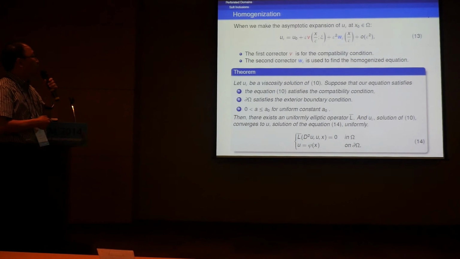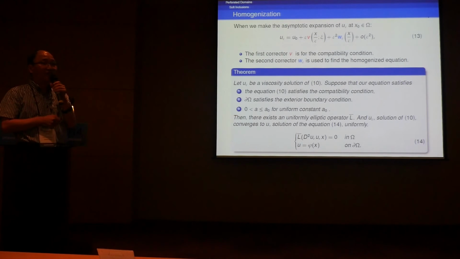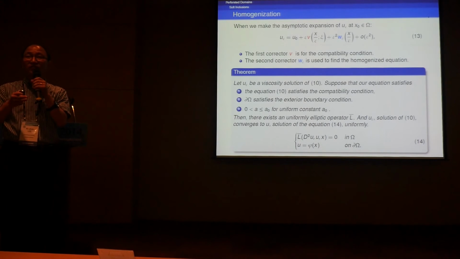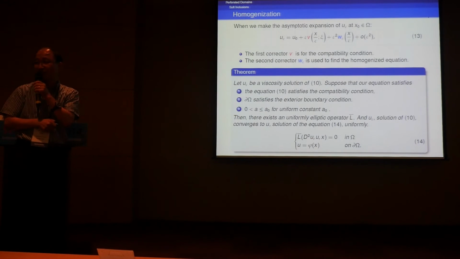And then if we try to do homogenization, we do an asymptotic expansion as we did before. Then there is an epsilon order term, epsilon square order terms, and so on. And this first term, which we call the first corrector, is used for the compatibility condition. What the existence of this one really tells you is that the flux condition and diffusion conditions are balanced. Then we used this second corrector to find the homogenized equation, and we end up with a certain conclusion.